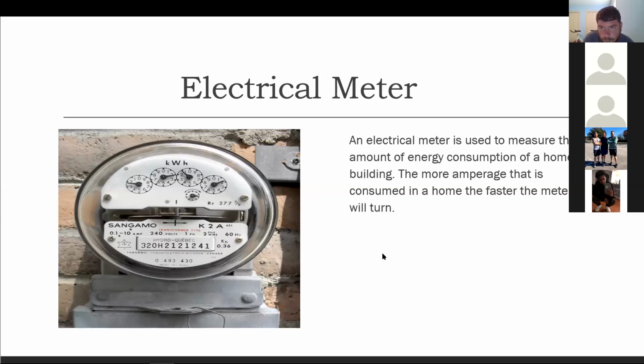And then it ends at the electrical meter. An electrical meter is used to measure the amount of energy consumption of a home or building. The more amperage that is consumed in a home, the faster the meter will turn. Correct. Well done.